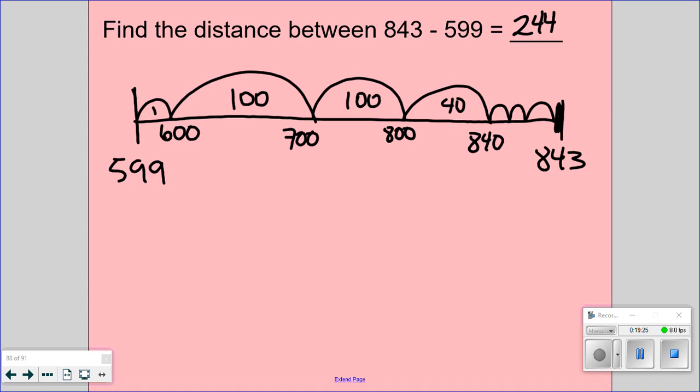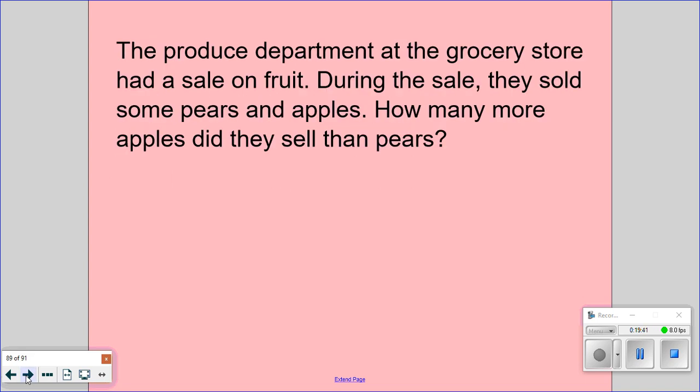So far, so good? Alright, we're going to work on a word problem. Similar to yesterday, I don't have all the information. This word problem says, produce department at the grocery store had a sale on fruit. During the sale, they sold some pears and apples. How many more apples did they sell than pears?